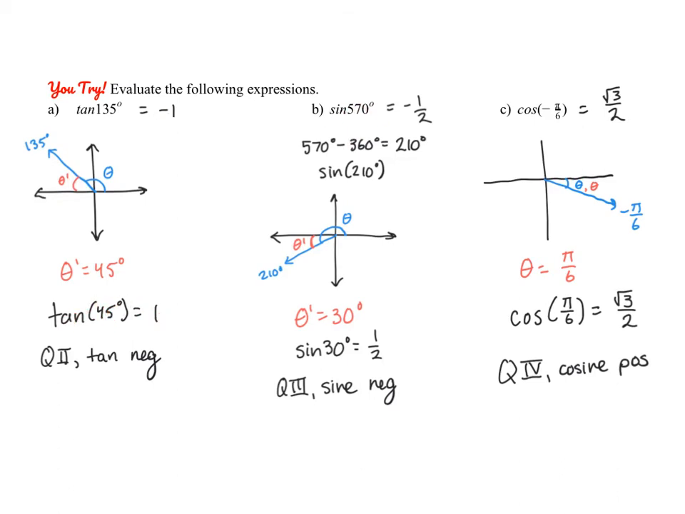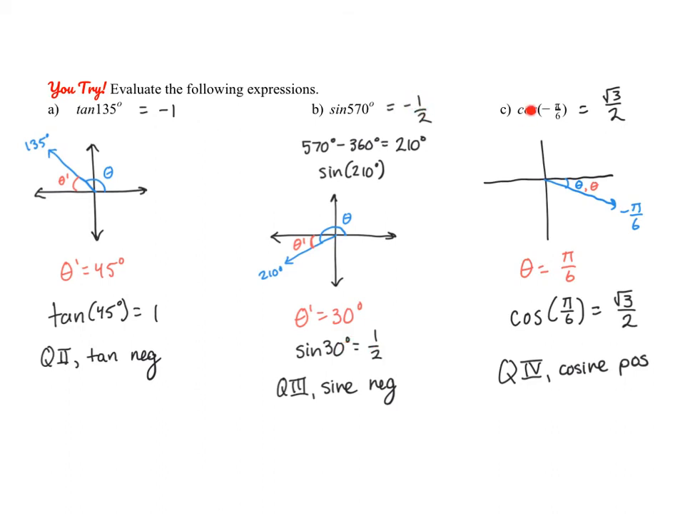For part B, I found a smaller coterminal angle by subtracting 360 degrees. So the sine of 210 degrees will be exactly the same as the sine of 570. Coterminal angles have the same trig ratios. This falls in quadrant 3. So we know that our answer is going to be negative because sine is negative in quadrant 3. Our reference angle is this distance. Our reference angle is 30 degrees. So we just take the sine of 30 degrees, which is 1/2, and then make it negative.